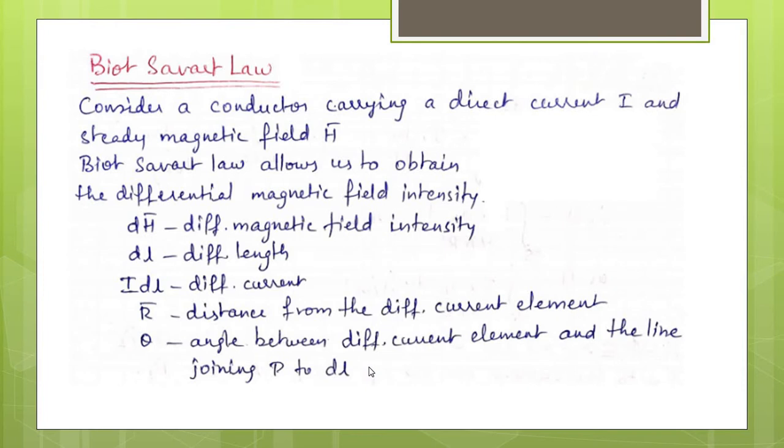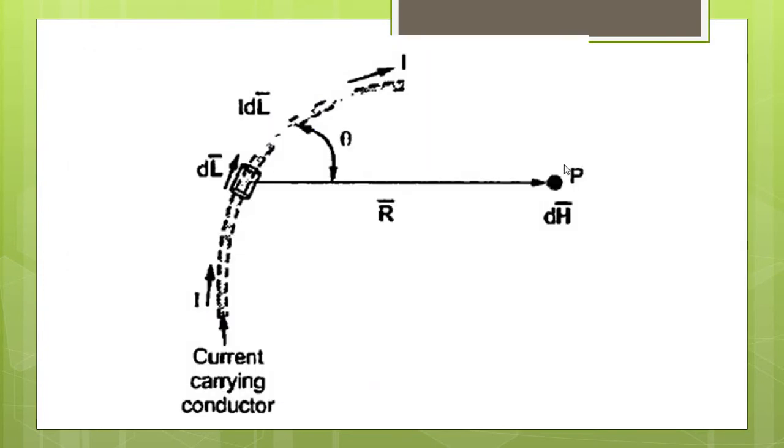In this diagram you can see P is the point at which the magnetic field intensity is to be obtained. This theta is the angle. This is the differential current element. I is the current flowing through the differential current element. dl is the differential length, and I is the current flowing through the conductor.